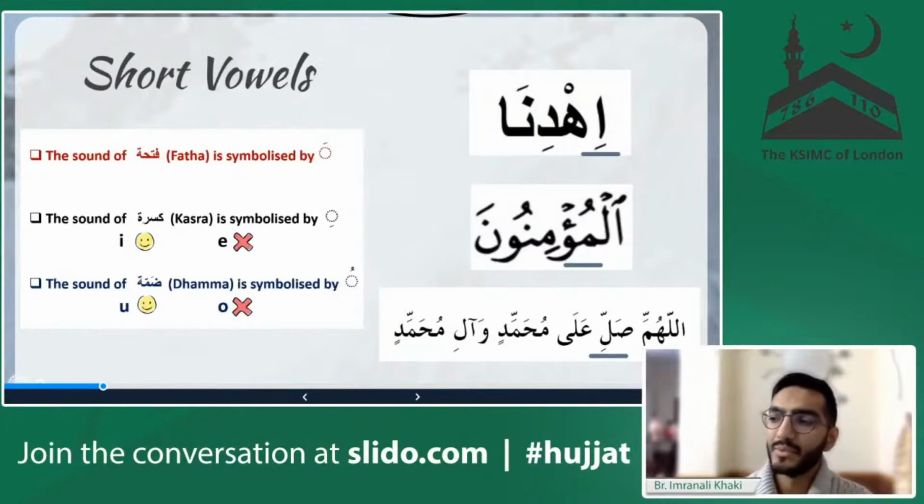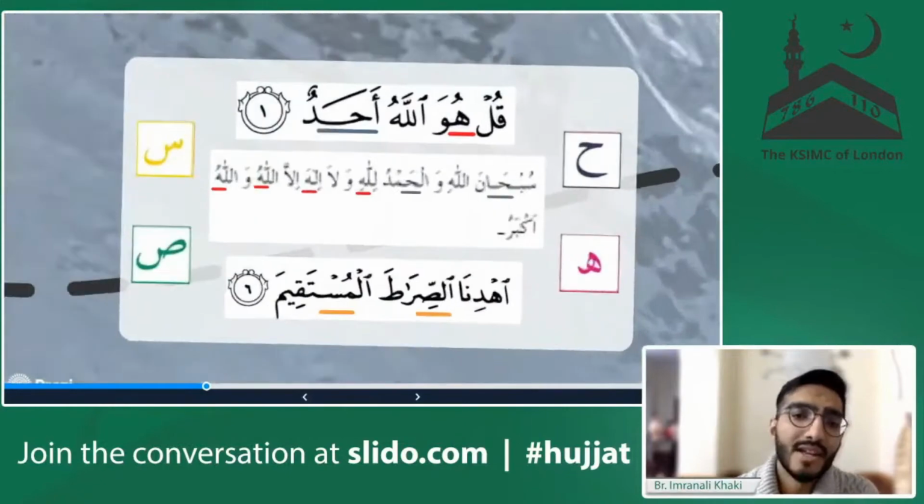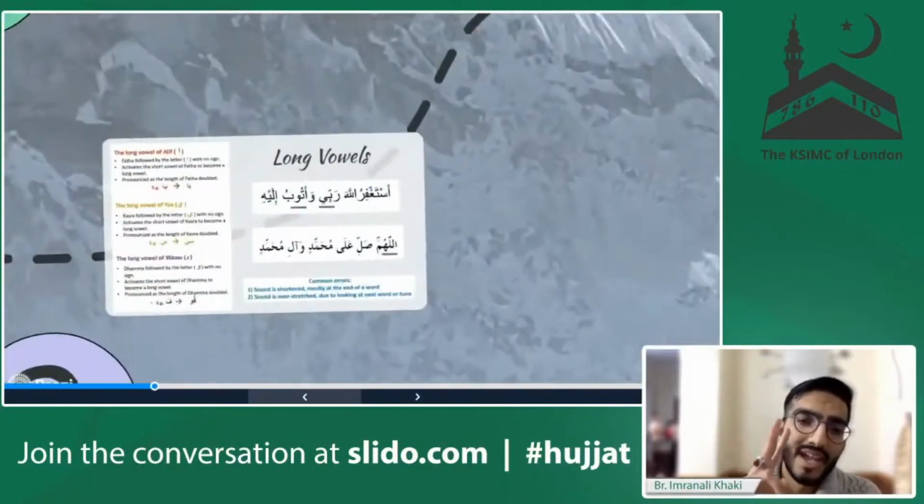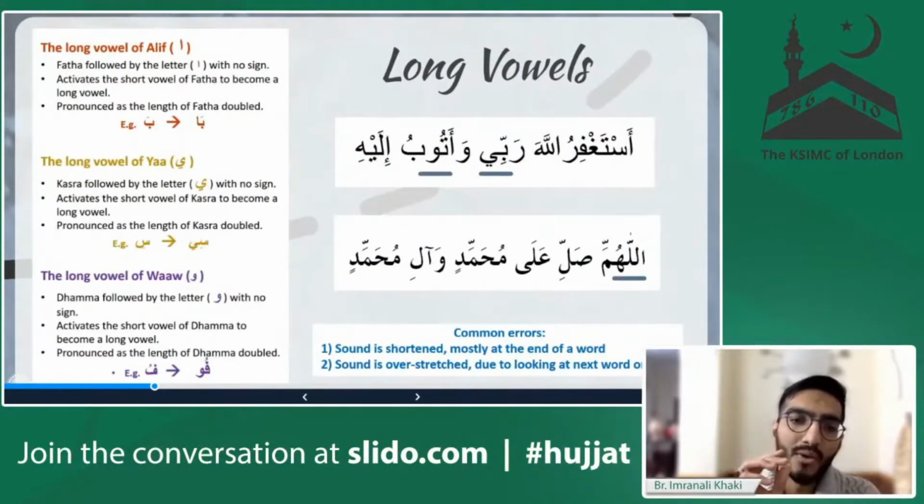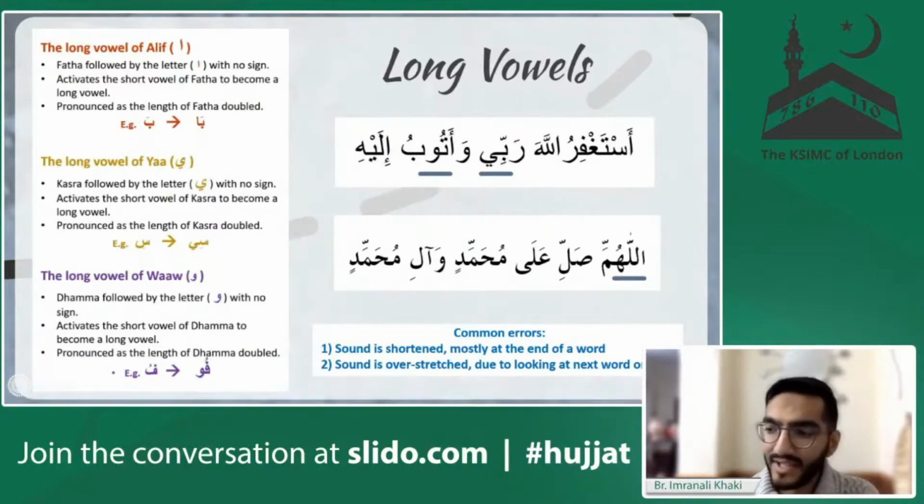Then if we go to the next slide, we went to long vowels. And we said that we have three mud letters: the alif, the waw, and the ya. These mud letters activate the short vowels to make them into long vowels, and you pronounce them with two counts. And then we said that the alif can only be activated when there's a fatha before it, and we gave an example of it. There's a ba with a fatha and an alif, then you prolong it into ba.